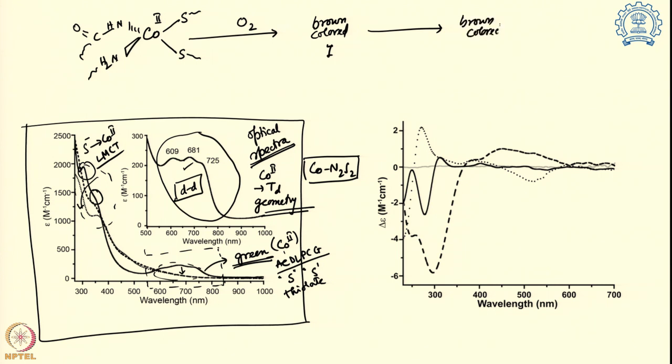And again, the difference between brown color solution 1 and brown color solution 2 is that one forms instantaneously and the other is a very slow production after 24 hours, and both of them form once exposed to oxygen. So we decided to look into this particular system through CD spectroscopy, and this is the CD spectra I am showing you over here.